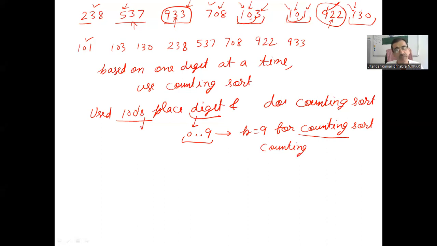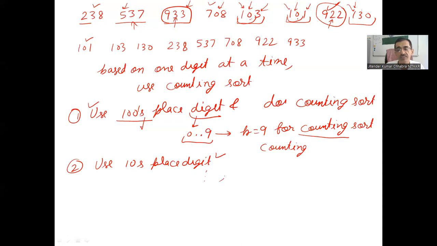Values will actually remain bigger than that, because the total values are bigger, but at a time I will decide on the basis of this digit. And accordingly, I will use this. I'll say use hundreds place. That is the first step. After that, use tens place digit, and do the counting sort.